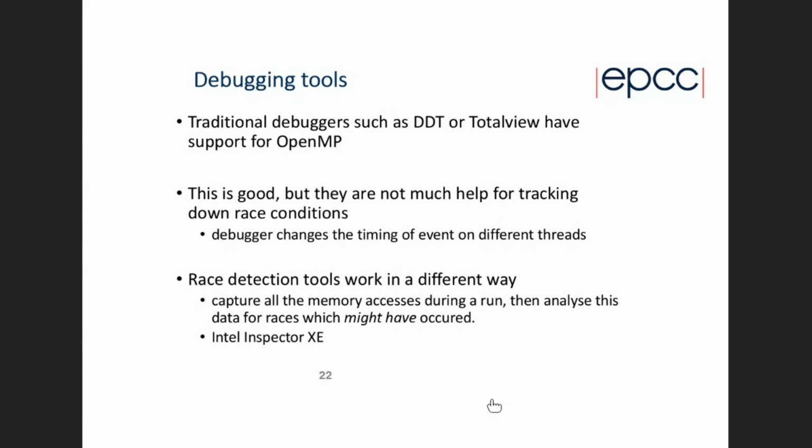There are race detection tools that work in a different way. What they do is capture all the memory accesses that your program made during a run, and then analyze that data for races which might have occurred. So it's a trace and post-analyze approach to race detection. In particular, Intel produce a tool which keeps changing its name. I think it's currently called Intel Inspector XE. It's part of the Intel tool suite. So if you have access to that, that's quite a nice thing. It does a better job of race detection than any conventional debugging tool will ever do.